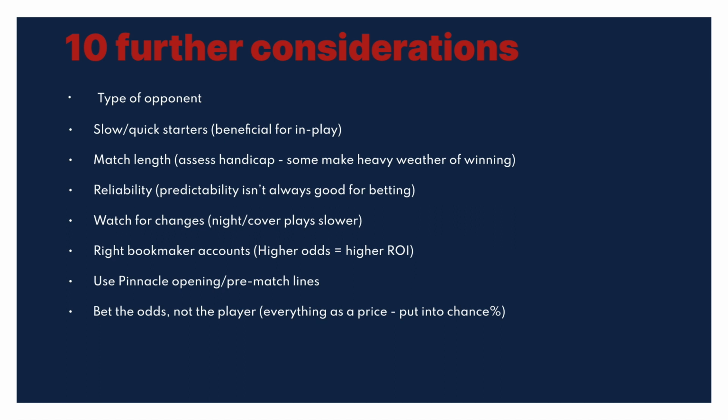Put it into chance. You've got to say this player has an 83.33% chance of winning. The other one has a 16.66% chance of winning. And what does that mean? It means odds of 1 to 5 and 5 to 1, as such. So you evaluate the player's chance and work it back from there.